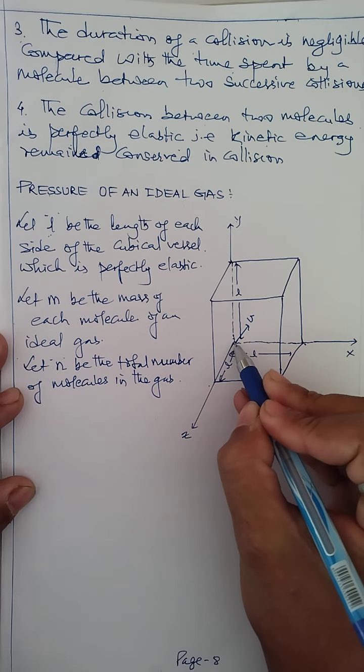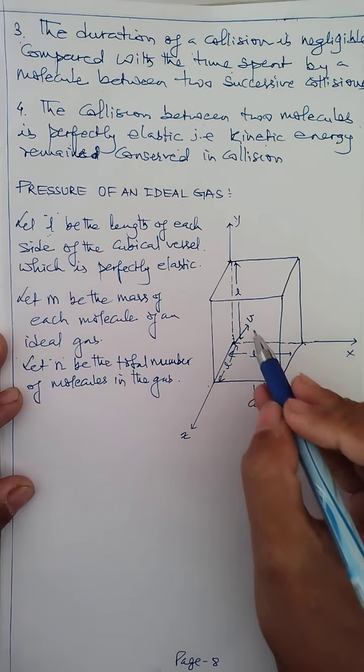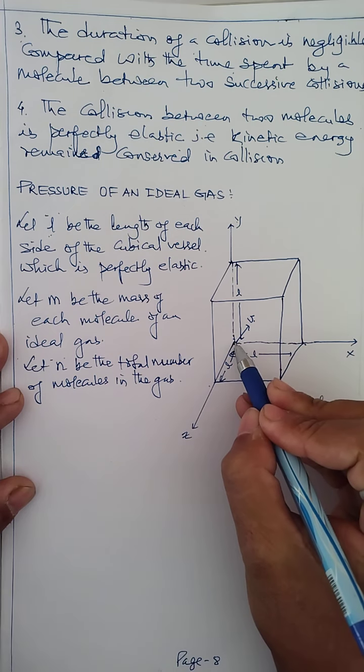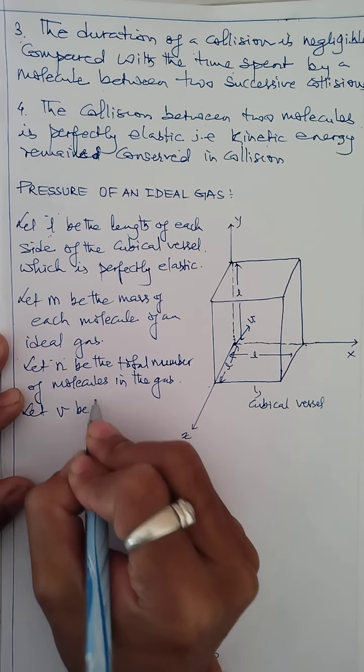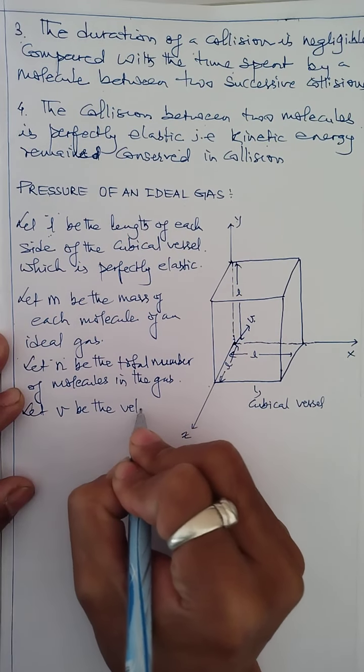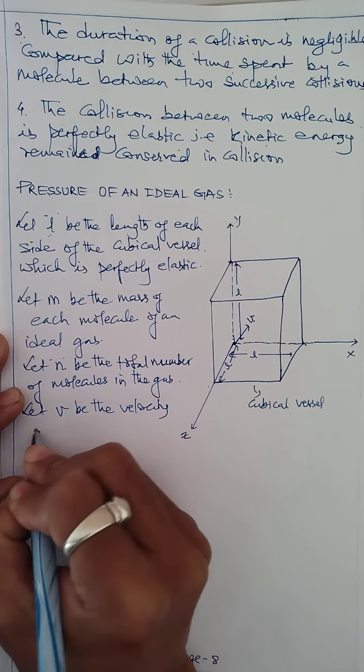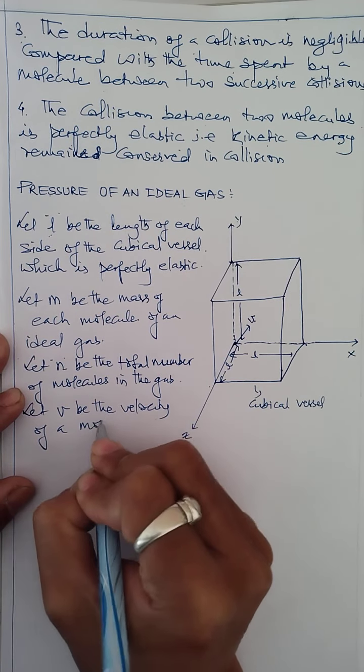Suppose one of the molecules in a vessel acquires a velocity B. Okay, at this point, I write down: let B be the velocity of a molecule, any one molecule.